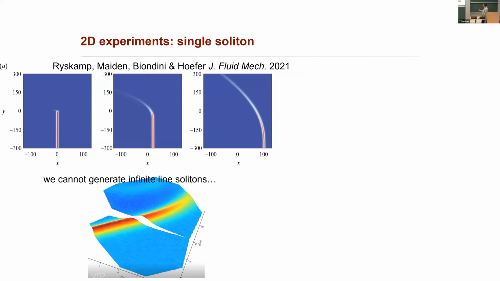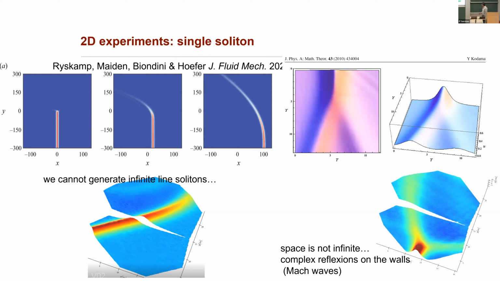And that's very similar to what was shown in this paper by Riskamp, Maiden, Biondini, and Mark, where they generated a truncated soliton in the Kadomtsev-Petviashvili equation, and they also see this kind of nonlinear diffraction of the soliton and the fact that it's bent and the amplitude is decaying along the soliton. So it's very similar to this kind of thing. And in our case, it comes from the fact that the wave makers have a finite extension. And then there are the reflections at the walls.